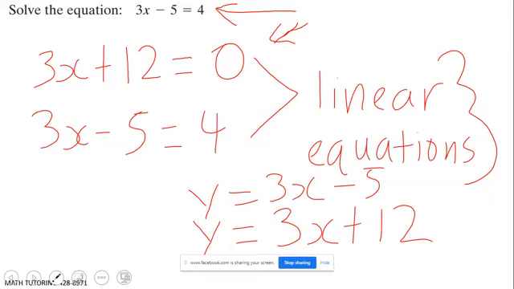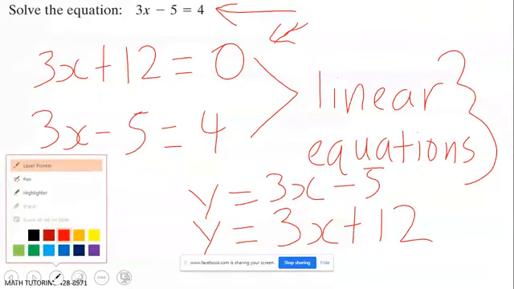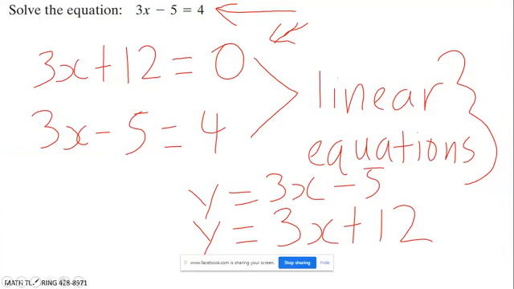And what do we know about linear functions? Well, the graph of a linear function is a line. Okay, so we can solve linear equations. And in this video, one of the things that I'm going to do is show you how to solve linear equations. All right? So let's do that. So let's duplicate.